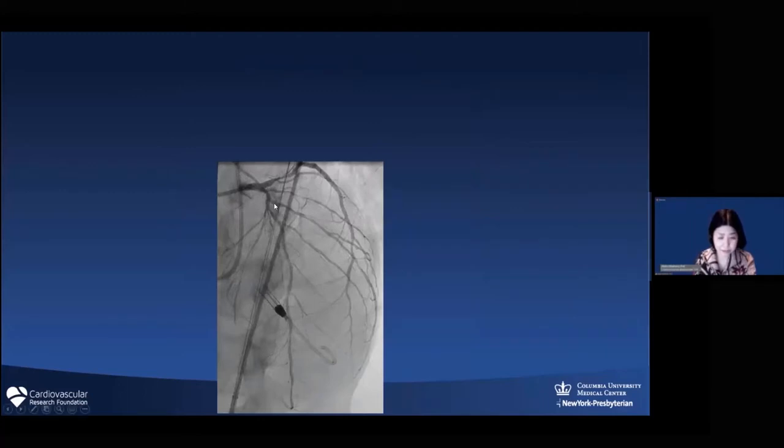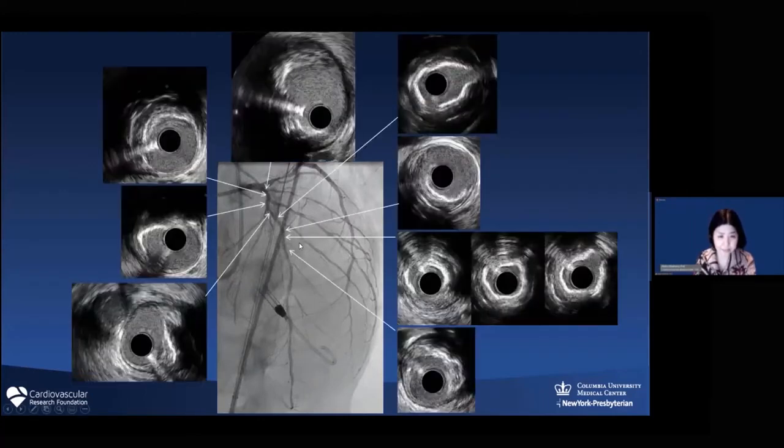So let's show the IVUS in each segment, and I measure the vessel diameter. Let's start from the very proximal. This is the very proximal LAD, and I measure the media to media as 4.9. After this big diag, I measure here 4.1. After the second big diag, I measure 3.4. After the third big diag, I measure 3.0.